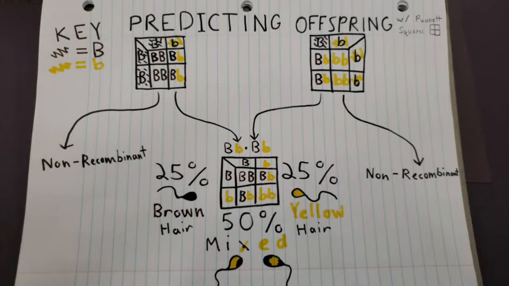Now, from each Punnett square, one result is taken, and now we are left with heterozygous and homozygous recessive. The homozygous dominant and the other heterozygous from the other Punnett squares are left over, and they are non-recombinant.